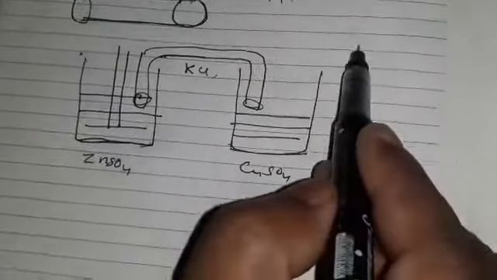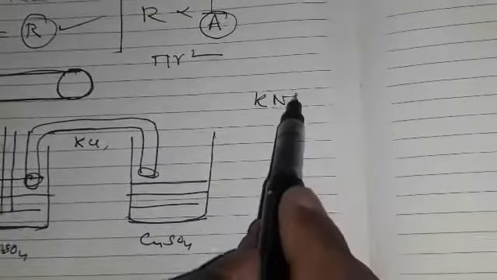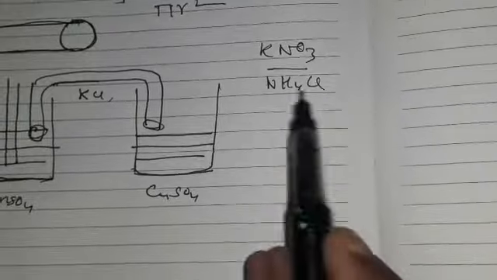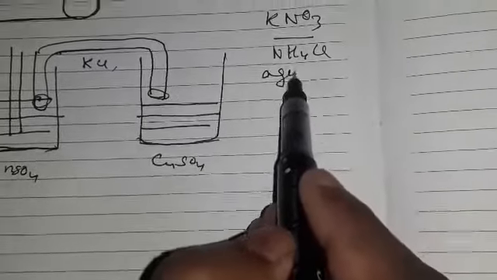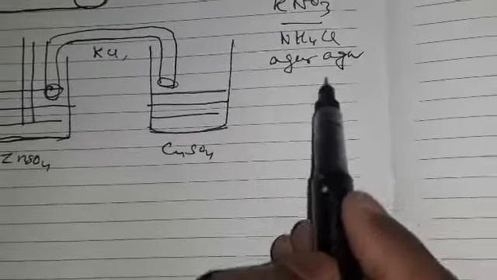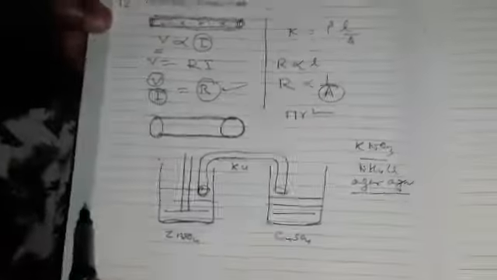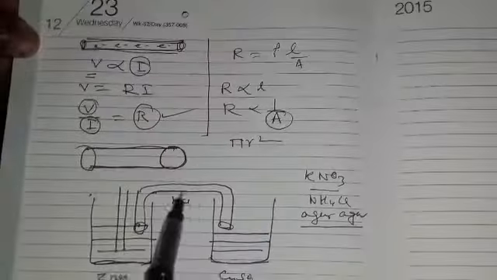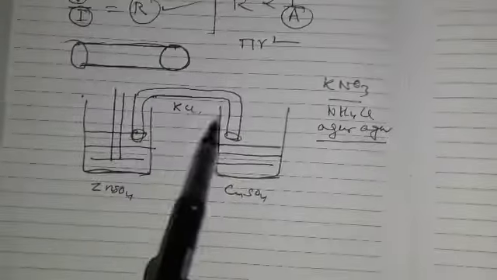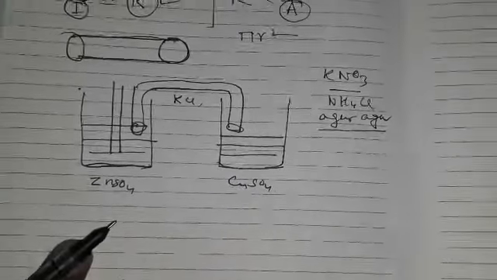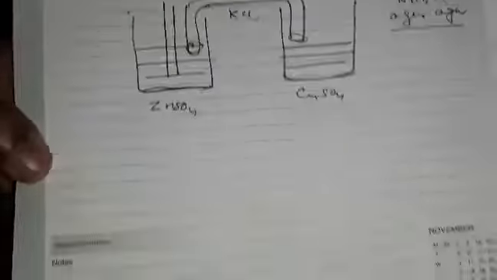Second, you can say potassium nitrate, or you can take ammonium chloride, or you can take agar, a semi-solid in gel form. These play the role in the salt bridge of neutralizing the reaction. I am going to explain why it is happening.